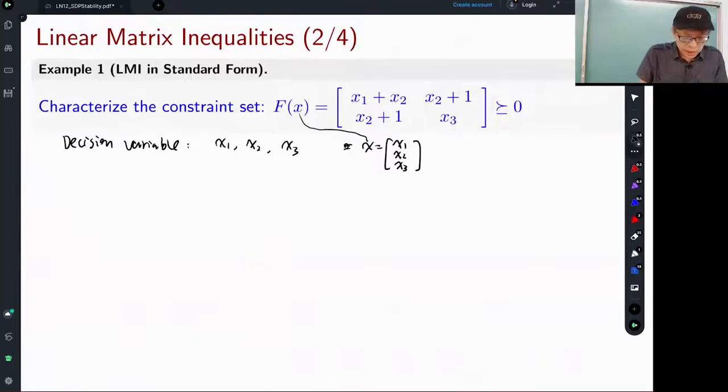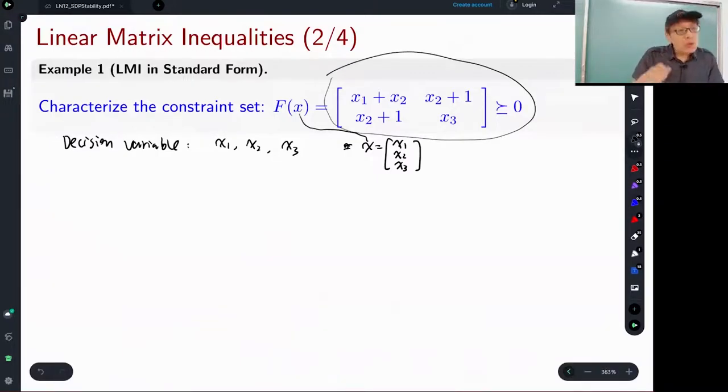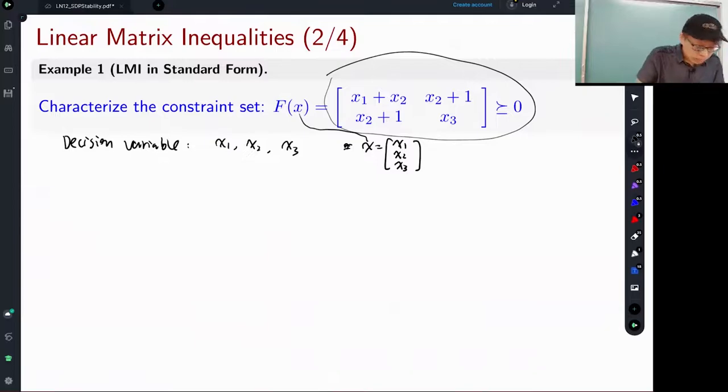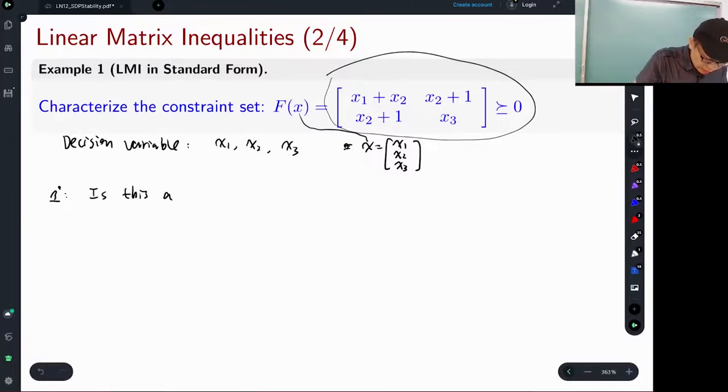So I say this function has to be positive semi-definite. That will impose some constraints on x. Let me repeat. This inequality will impose constraints on x. Some x in R3 satisfy this constraint, some don't. And you can see more concrete expressions for this inequality. Suppose, first of all, I'm going to ask you, is this an LMI?